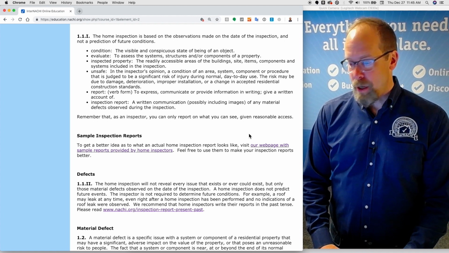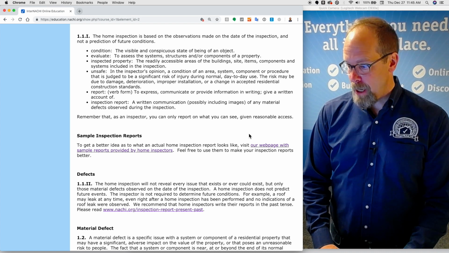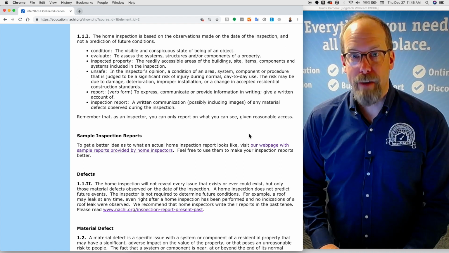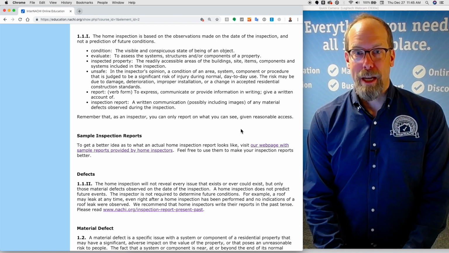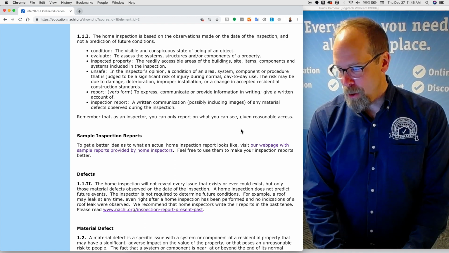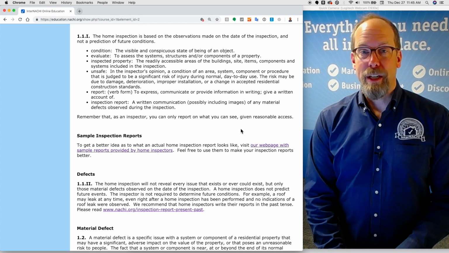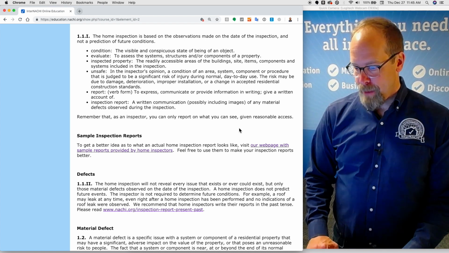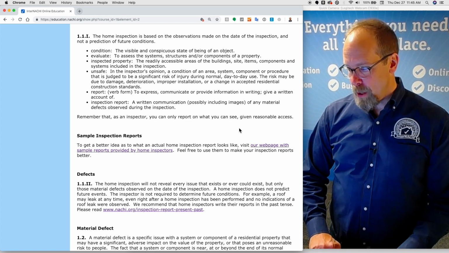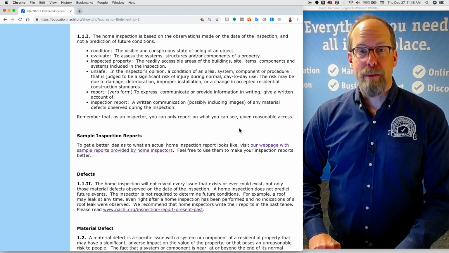Report means to express or communicate or provide information in writing, or give a written account of. And in the inspection report, you know what that is. That is written communication of any material defects found during the inspection. Remember that as an inspector, you can only report on what you see given reasonable access.